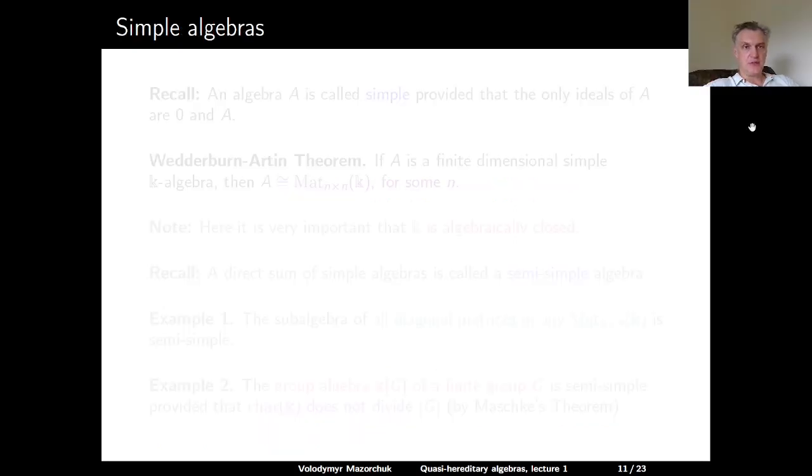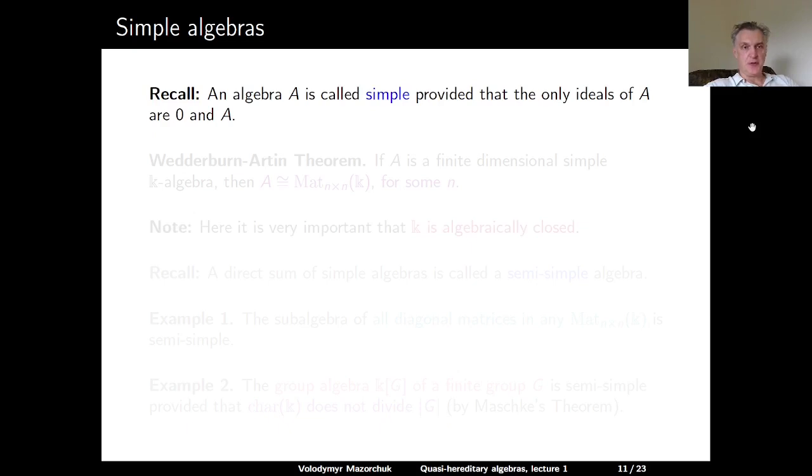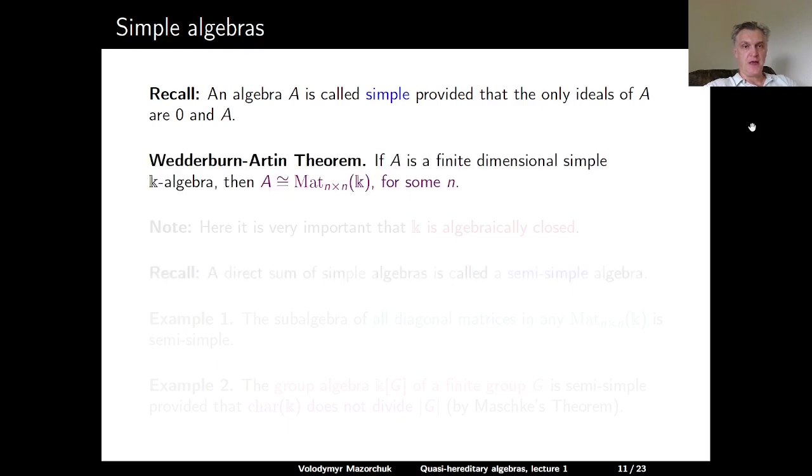Let us now talk about simple algebras. Recall that an algebra A is called simple, provided that it has only two ideals, namely the zero ideal and the algebra A itself. For simple algebras over an algebraically closed field, we have the following classification theorem, which is called Wedderburn-Artin theorem. If A is a finite dimensional simple algebra over an algebraically closed field K, then A is isomorphic to the matrix algebra of all n times n matrices over K for some suitable n.